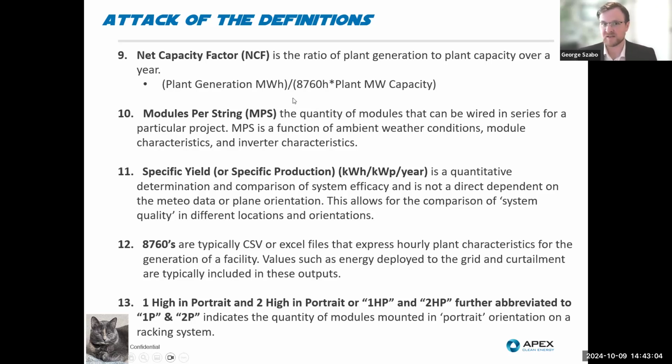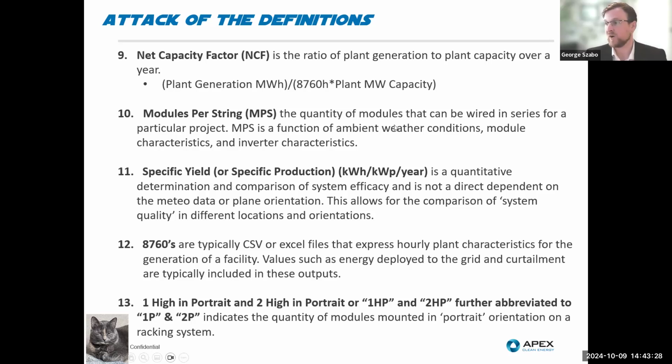Solar plants typically have an NCF of around 25% to 32% on the high end. You can get lower NCFs and higher NCFs, but you really need exceptional solar resource to get to those levels, or conversely, poor solar resource. The further away you are from the equator, typically the worse your solar resource is.